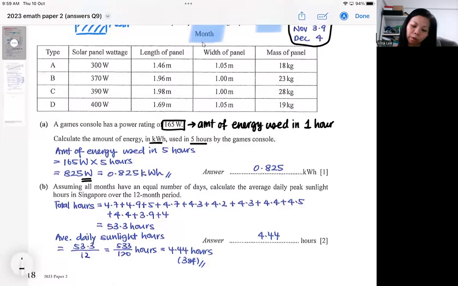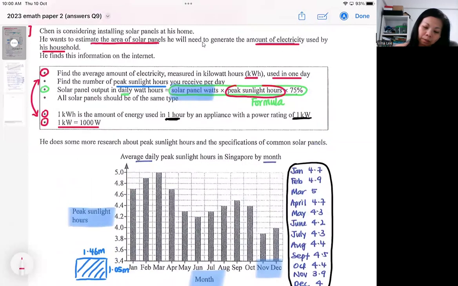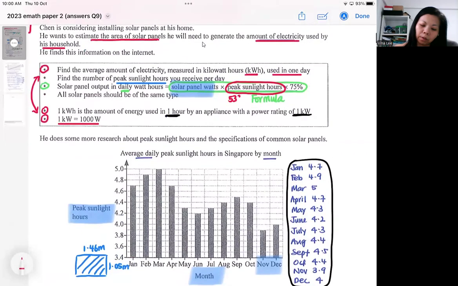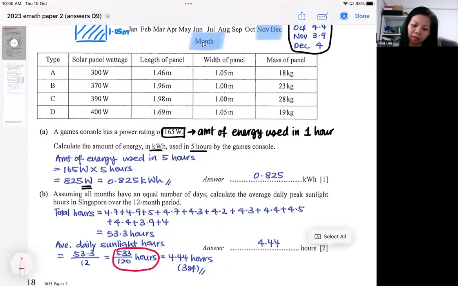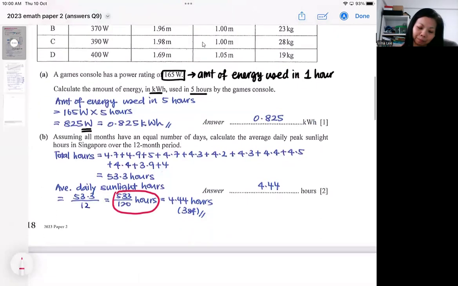You will get 4.44 as the answer, but 4.44 is rounded off to 3SF. For this part, I am trying to have the exact fraction because later on I will need it in my formula. In the formulas later on, I'll be using 533 over 120 as the peak sunlight hours to calculate the solar panel output. This part is not difficult, it's just a bit tedious that you need to read off every single bar chart and then add them up.